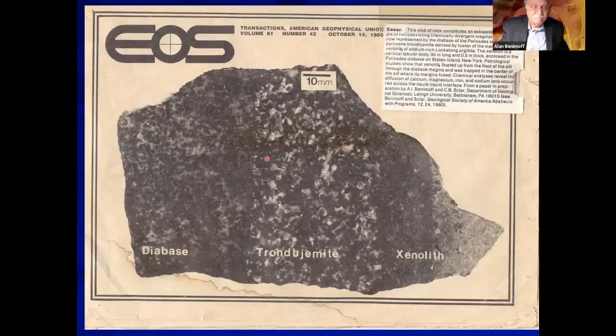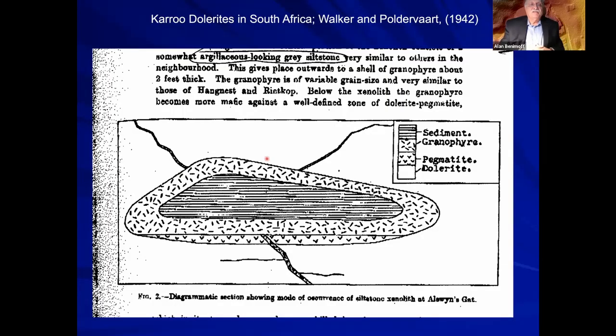And so we found an unusual occurrence of this. We haven't found too many of these, but here's one from Walker and Poldervart's 1942 paper on the South African occurrence, and it almost looks the same. Here's the siltstone and it melted around its margins. This is my interpretation of it. And so they also have the three contiguous rocks, but I haven't found too many of these around.